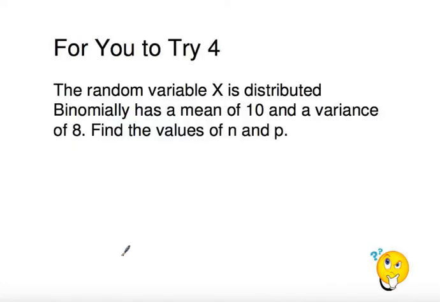So for you to try now, the random variable x is distributed binomially. It has a mean of 10 and a variance of 8. We want to find the values of n and p. So pause the video, have a go. Once you've had a go, resume the video and we'll go through it.